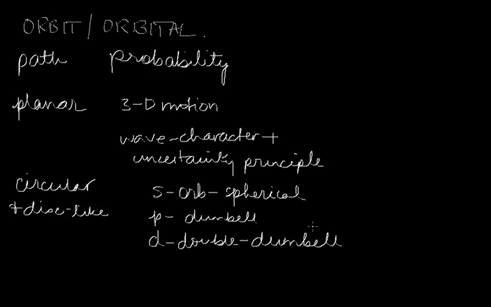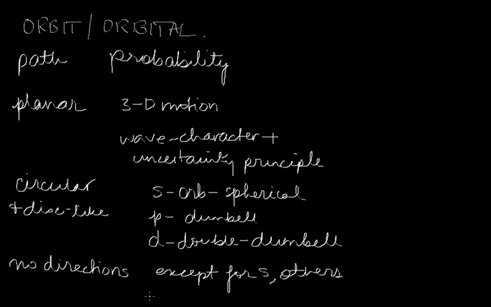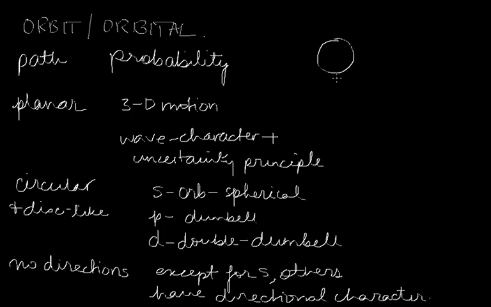Orbits do not have any directional characteristics. Okay, there's no direction to their properties. An orbital, on the other hand, except for an s orbital, they have directional characteristics. So here, let me just write this down and I'll explain this. Except for s, others have directional characteristics. Right? So what I mean by that is S is just spherical. It doesn't matter on what coordinates it belongs, right? It's just spherical all along.